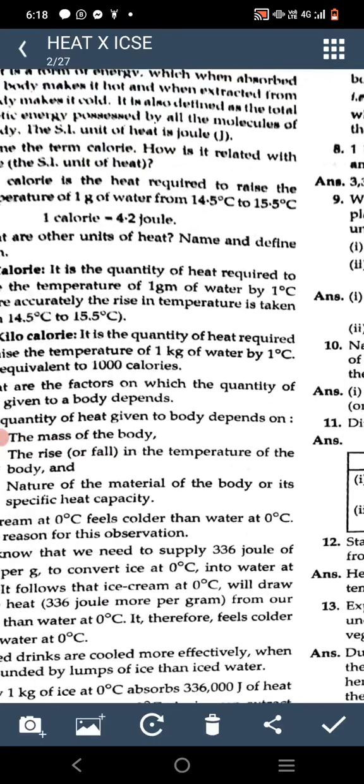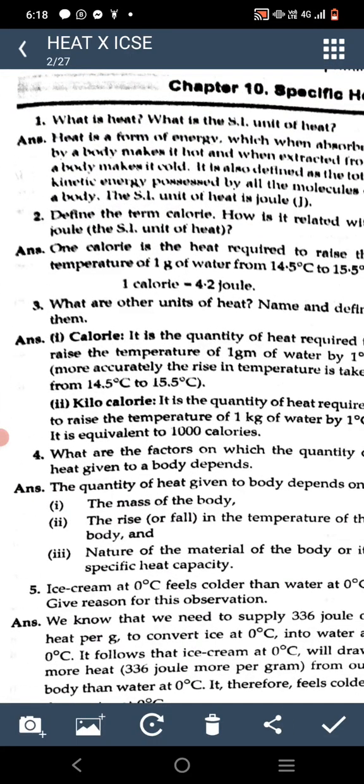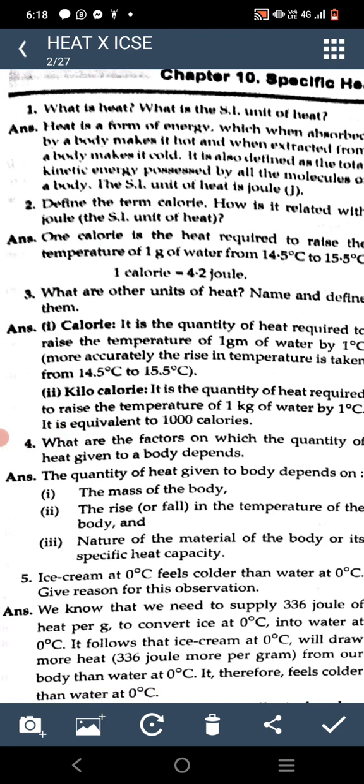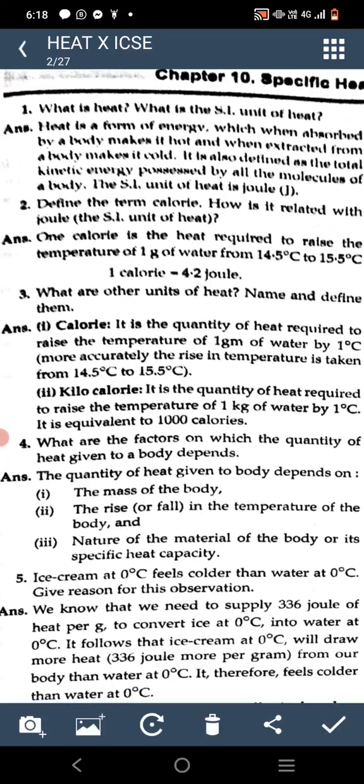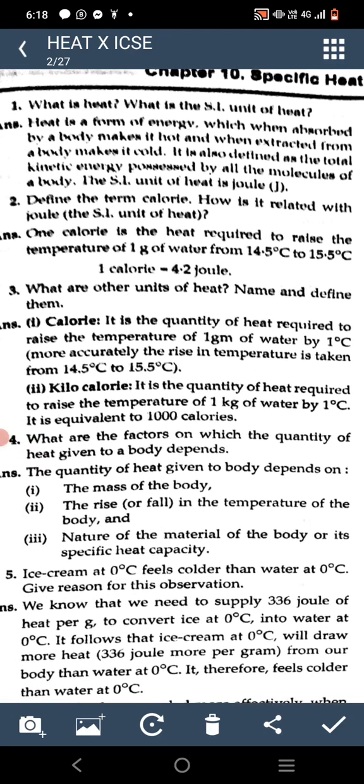So let us discuss some important questions. Define the term calorie. How is it related to the SI unit of heat? 1 calorie is the heat required to raise the temperature of 1 gram of water from 14.5 degrees C to 15.5 degrees C. 1 calorie equals 4.2 joule. What are the other units of heat? Calorie, kilocalorie, etc.